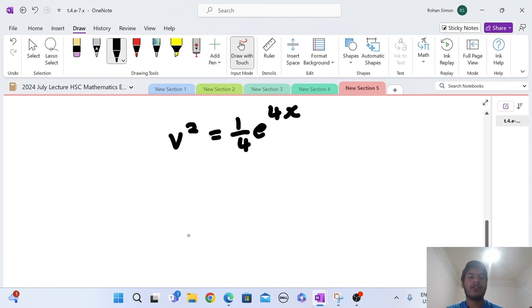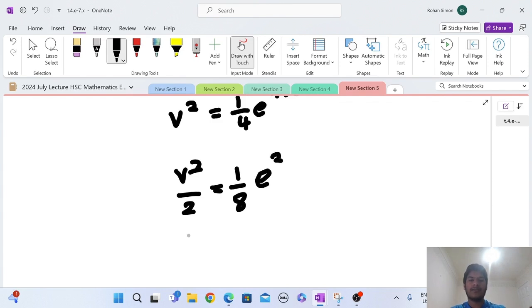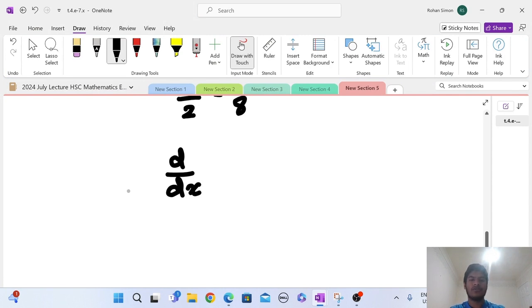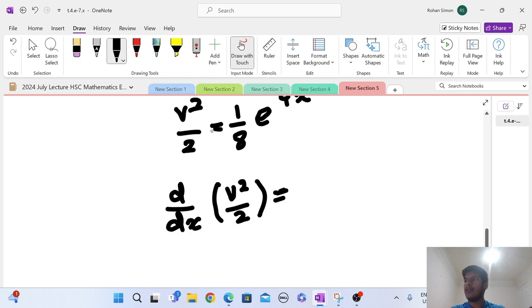And divide that by 2. Now remember, our acceleration form was d by dx of v squared on 2, so we want to force it into that form. So we get v squared on 2 equals 1/8 e to the power of 4x. Then we can take the position derivative, so we get d dx of v squared on 2 equals, if we take the position derivative of that, the 4 comes down, 1/2 e to the power of 4x.